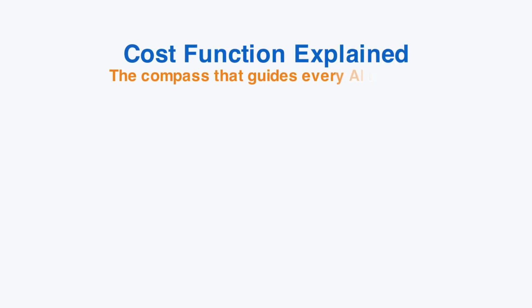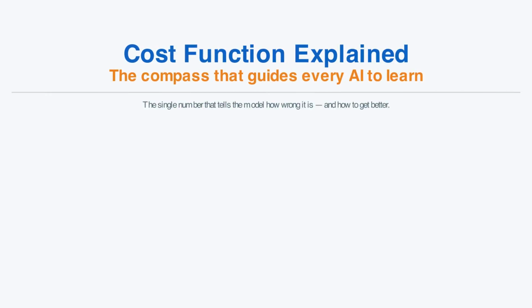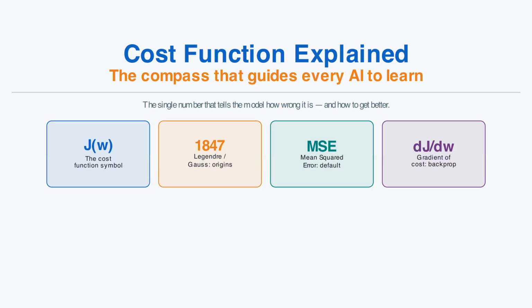What is a cost function? If you have ever seen a neural network learn, you have seen the cost function at work even if you did not know it. Every single weight update, every backpropagation step, every epoch of training, all of it is driven by one number. That number is the cost function.